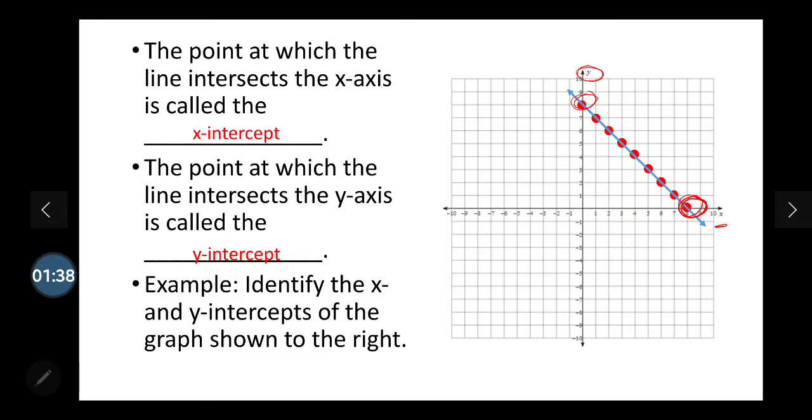So if this is my x-intercept where it crosses the x-axis, I want to write that in an ordered pair. And so it would be the ordered pair 8, 0. Because from the origin, I go to the right 8, but I don't go up and I don't go down. So that's where the 0 comes from. And in the same manner, my y-intercept would be 0, 8. Because from the origin, I don't go left or right. So that's 0, but I go up 8. Make sure that you write your answers for x and y-intercept as an ordered pair.